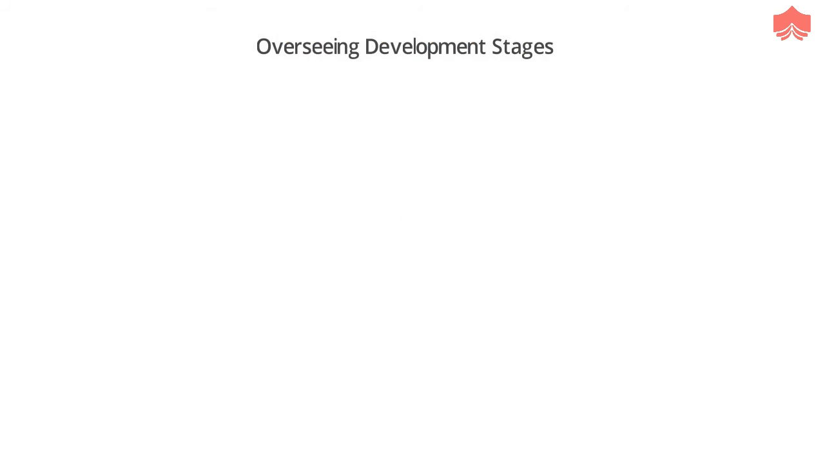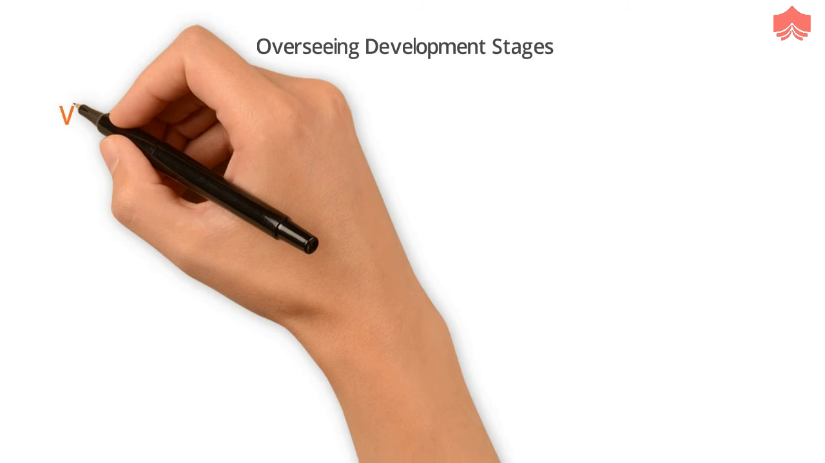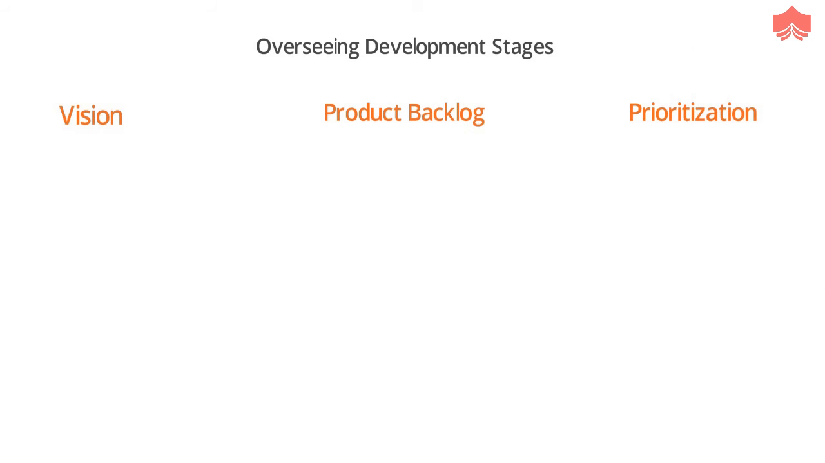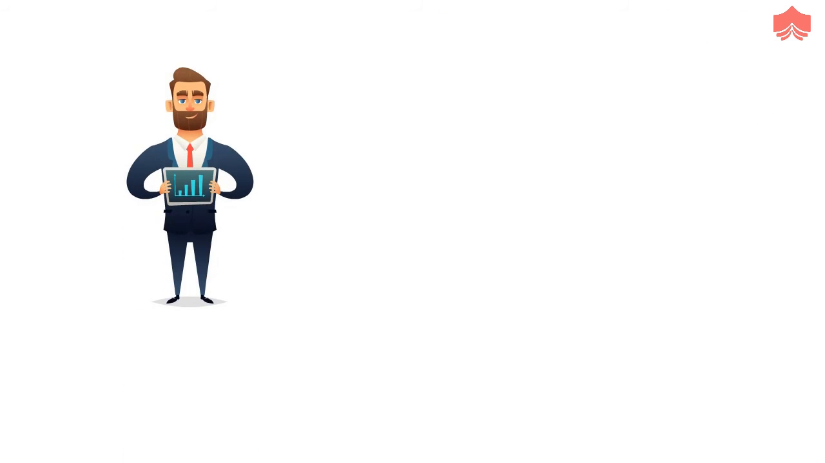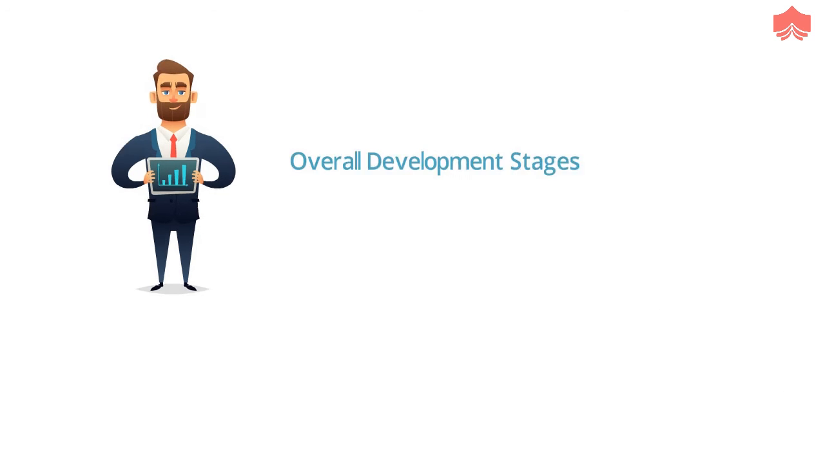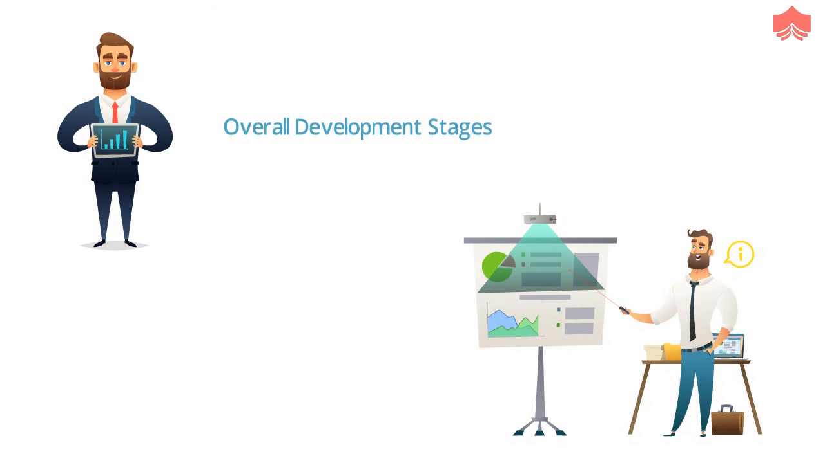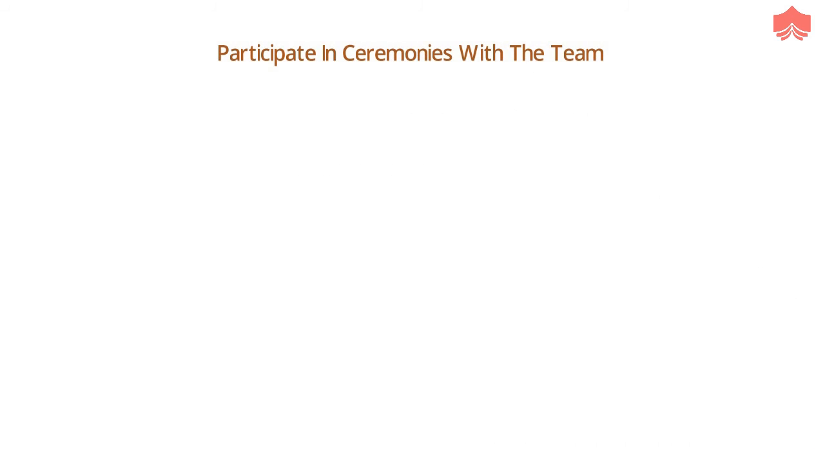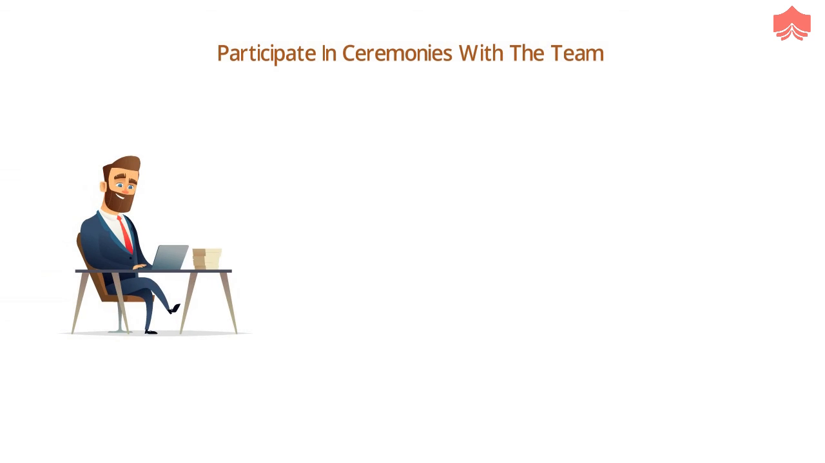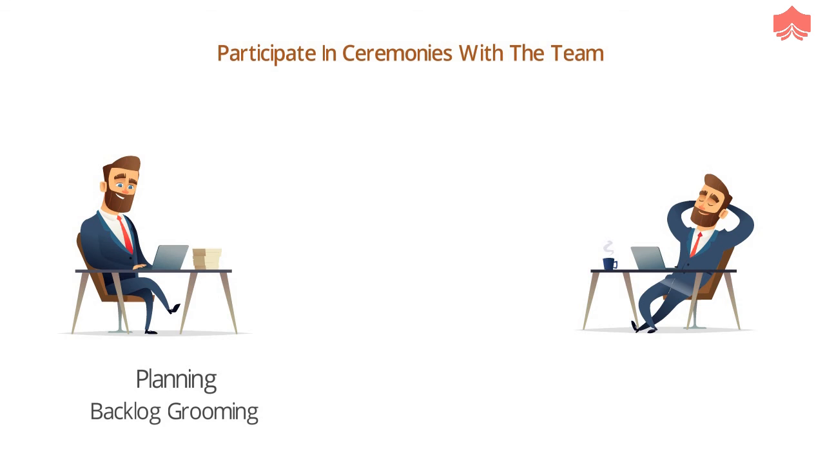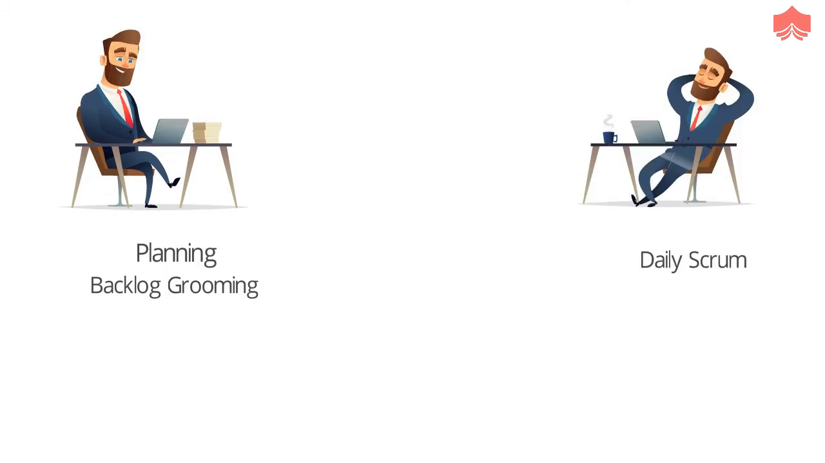Oversee development stages. Once we have the basic entities in place, vision, product backlog, and the prioritization, the product owner has to make sure that he or she is participating in the overall development stages of the product. The team might need their product owner to get clarity on a few queries, or they might need to demo the committed item. The product owner will participate in the ceremonies with the team. In some ceremonies, this role can be active, such as planning or backlog grooming, but can be passive or inactive, such as in the daily Scrum.